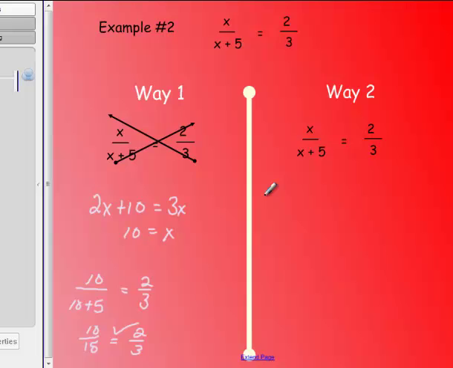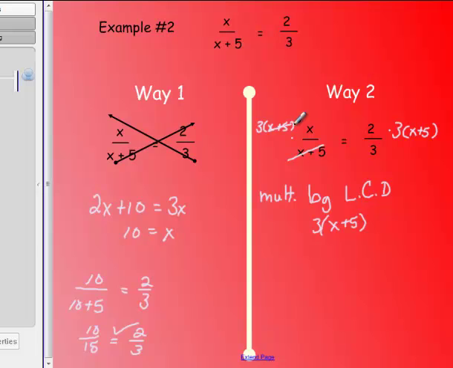Way 2 would be to multiply by the least common denominator. And in this case, the least common denominator would be the 3 from one fraction and the x plus 5 from the other fraction. I'm making that big soup like we did a couple of sections ago. So this side gets multiplied by 3 times x plus 5, and then this term gets multiplied by 3 times x plus 5. We're doing the Oprah.